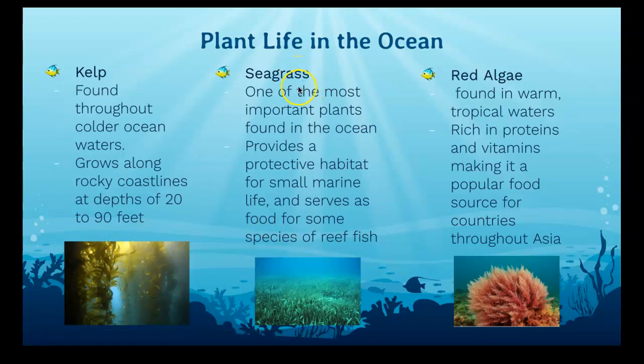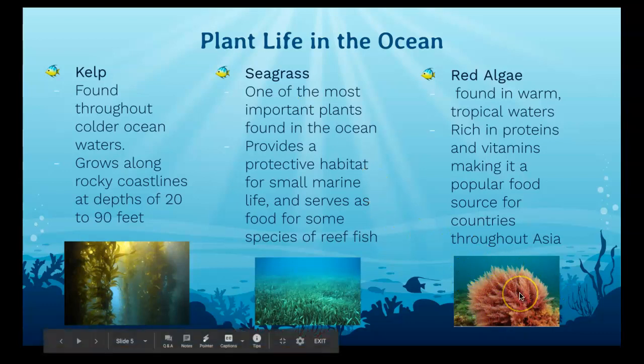Another plant in the ocean is seagrass, and it's one of the most important plants that is actually found in the ocean because it does provide habitat for small marine life and also serves as food for some species of reef fish. Finally, we have red algae, which is usually found in more warm tropical waters, and it is rich in proteins and vitamins, which makes it a popular food source for countries throughout the country of Asia. And there's an example of what red algae would look like.